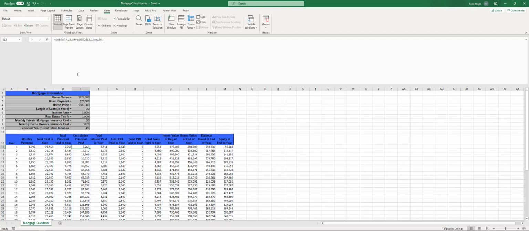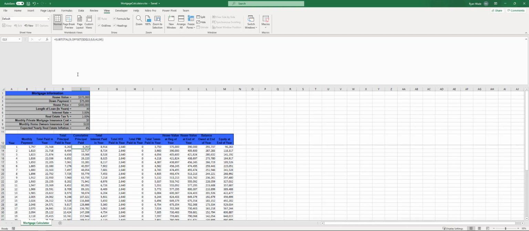The next column in our amortization schedule is the cumulative principal paid. In this particular column, we are able to use two functions in Microsoft Excel to do this calculation. And in this situation, what we're doing is we're using the SUBTOTAL function in combination with the OFFSET function in Microsoft Excel to get a cumulative principal paid in the year.